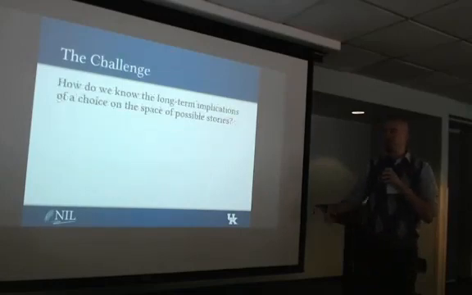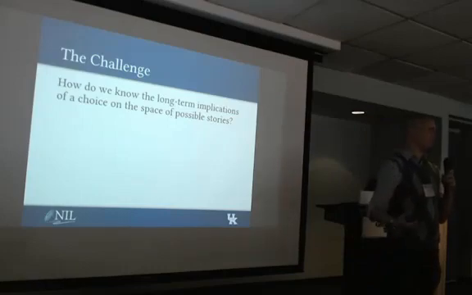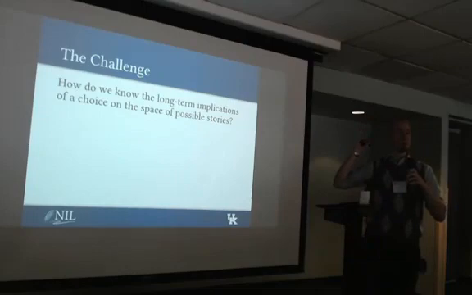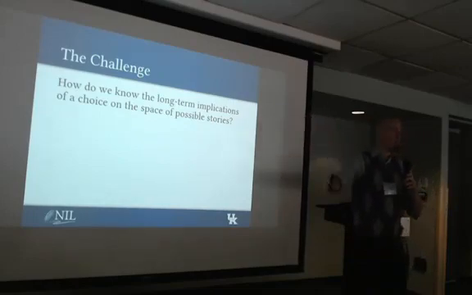Okay, so how do we know the long-term implications of the choice on a space of possible stories? This is what makes this such a challenging problem. When someone makes an action, what consequences is that going to have 5 or 6 or 7 actions down the line? And we sort of punted on this question.